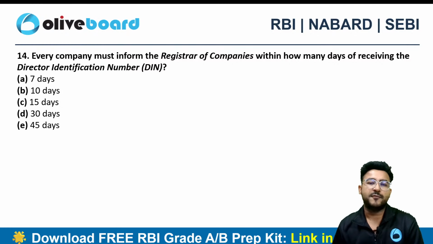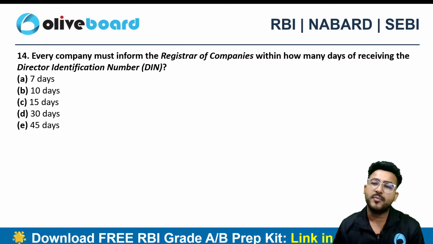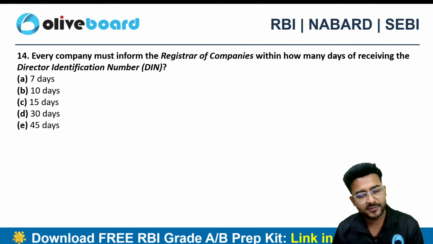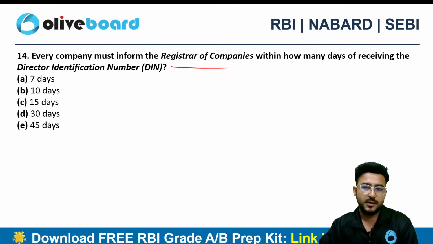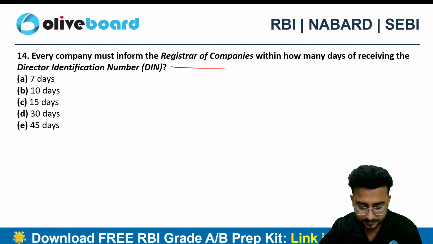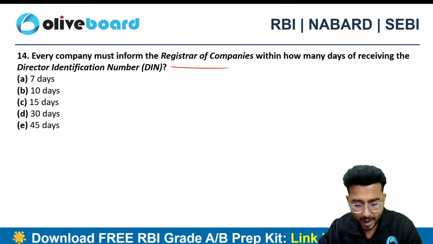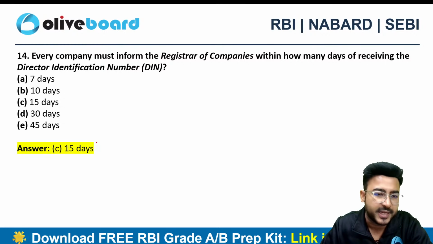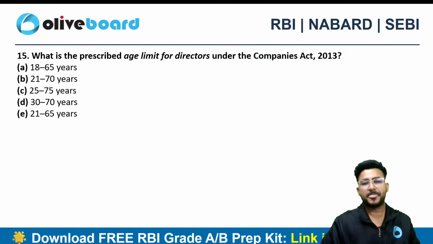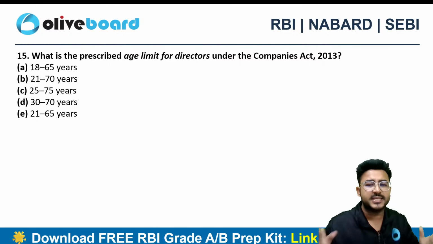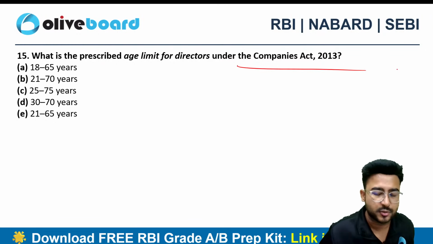Every company must inform the registrar of the companies within how many days of receiving the DIN number? You received the DIN number, now you need to inform the registrar of the companies within how many days? Within 15 days you need to inform the registrar of the companies from receiving the DIN number. What is the prescribed age limit for the directors under the Companies Act 2013?